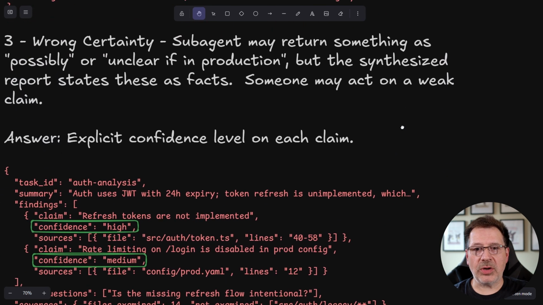Next one is wrong certainty. So subagents may return something as possibly or unclear if in production, but the synthesized report states these things as facts. So in other words, the subagent looked at something and said, well, I'm not sure that this is really in production, but here's what I found in dev. Now, the parent agent, the one that summarizes and creates the report, basically says, oh, okay, so we have this issue with auth, and just kind of ignores the fact that the subagent said, well, I don't know that this is in production. This may not be an issue at all.